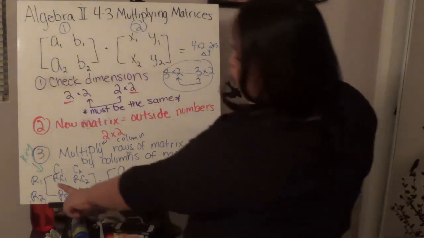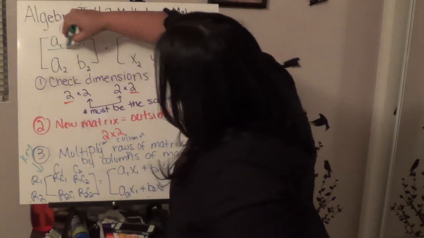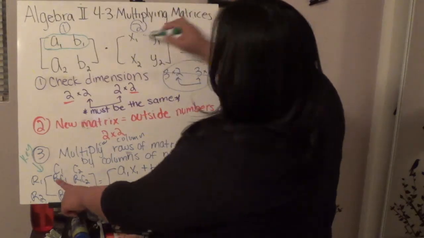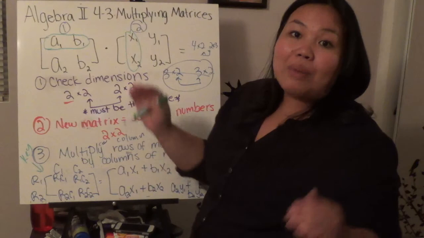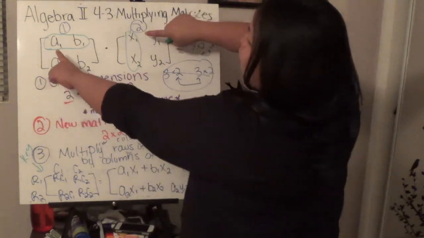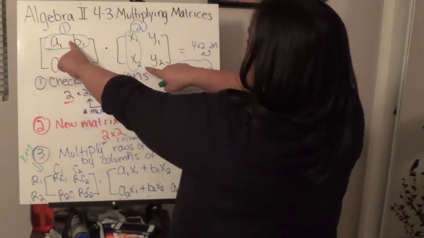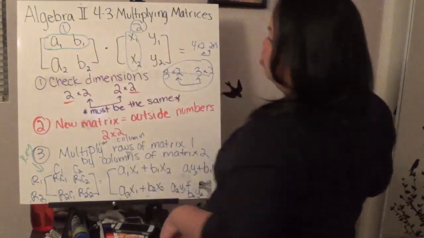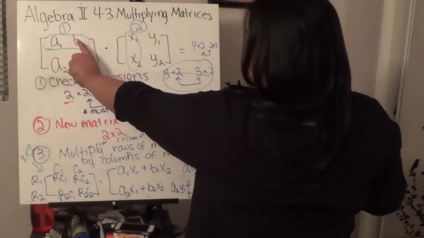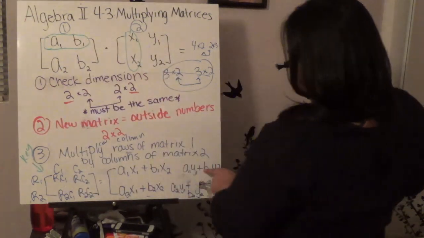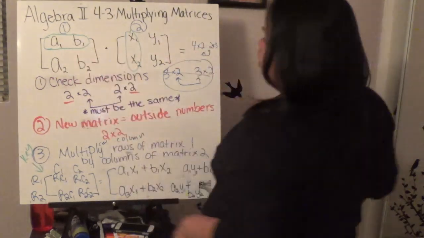For the example, this is row 1, column 1. So this is row 1, and I'm going to multiply it by column 1. Because there are multiple numbers in each one, I'm going to add them. So I'm going to multiply A1 and X1, okay? And then I'm going to add it with the other one, B1 and X2. See how that works? And the next one tells me row 1, so the first row, but this time it's the second column. So right here, I'm going to have A1, Y1, and then B1, Y2.